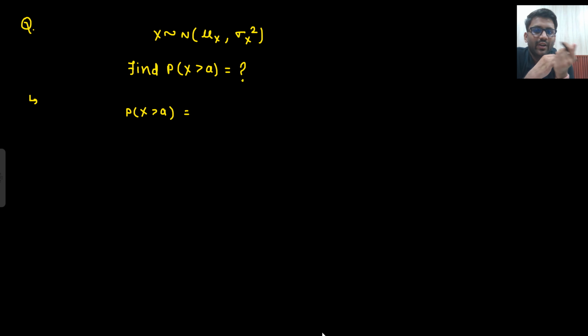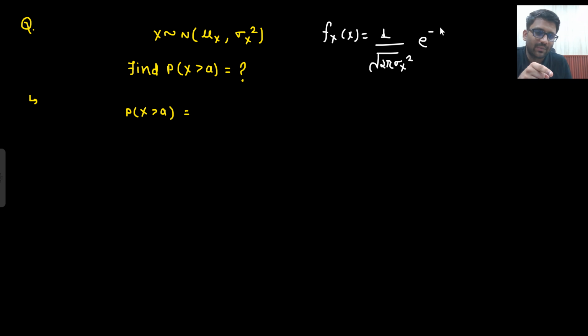What you need to find? You need to find the probability of random variable x taking value greater than a. What is your random variable x again? Again Gaussian random variable having mean mu x and variance sigma x square. That means your f x of x is 1 upon under root 2 pi sigma x square e to the power minus (x minus mu x) whole square divided by 2 sigma x square, right? You need to find probability of random variable x taking value greater than a.